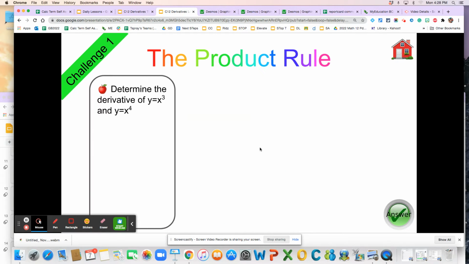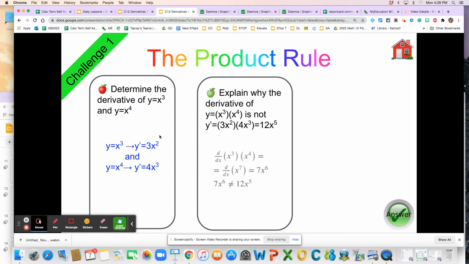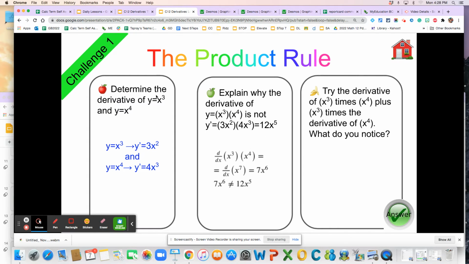The first thing that we're going to do is just take a look at things that you know to be true. For example, the derivative of x cubed and x to the power of 4 are 3x squared and 4x cubed respectively. It might be tempting to think that if you just multiply those together, 3 times 4 and x squared, x cubed, that might be the derivative of two functions multiplied. It turns out it's not, because we know that x to the 3 times x to the 4 is x to the 7, and the derivative of that is 7x to the 6, and those are clearly not equal.